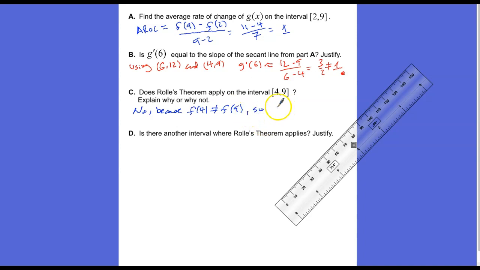So therefore f of 9 minus f of 4 over 9 minus 4 is non-zero. And at part D they ask, is there another interval where Rolle's theorem applies, and provide some justification for that.